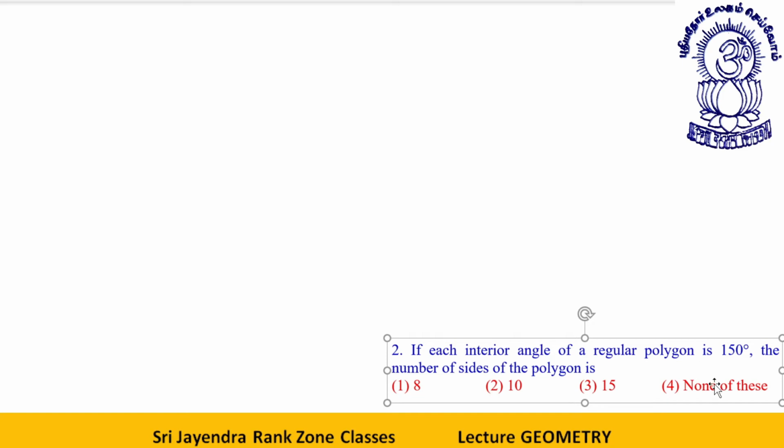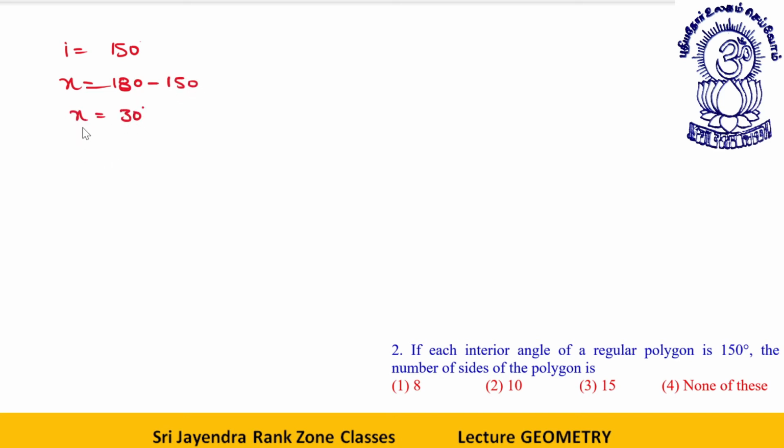Each interior angle of a regular polygon is 150 degrees. The number of sides of the polygon is, see, the number of sides used. Interior angle 150 degrees, exterior angle 30 degrees. How come? 180 minus 150, that is the exterior angle, is equal to 30 degrees.